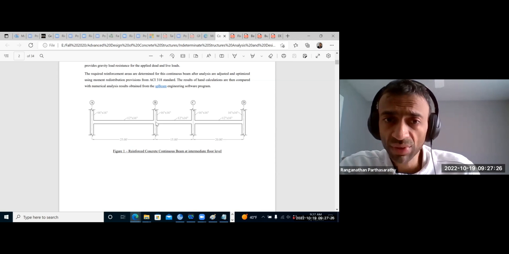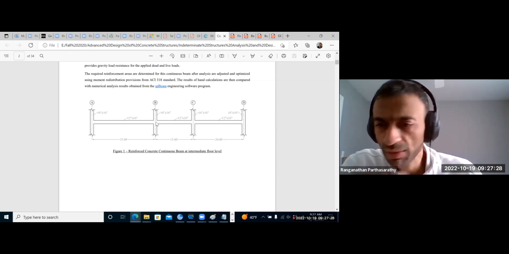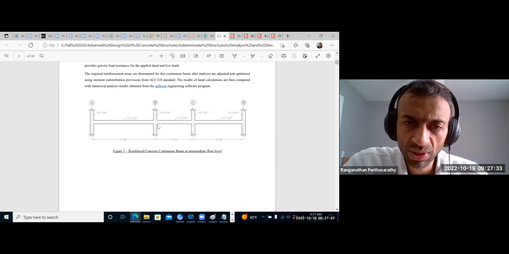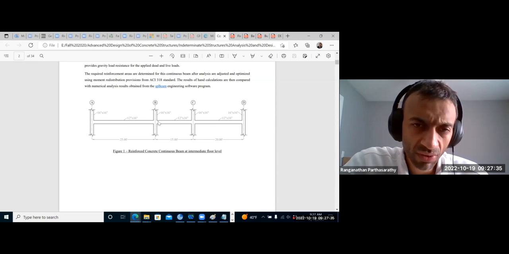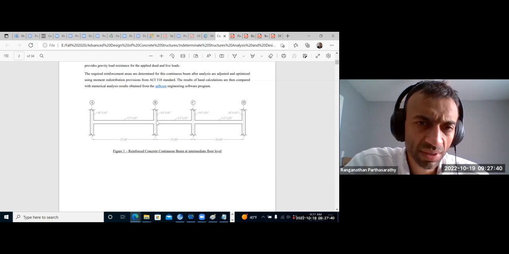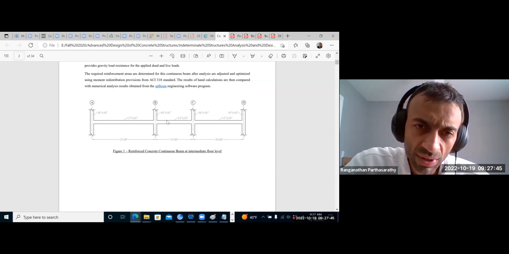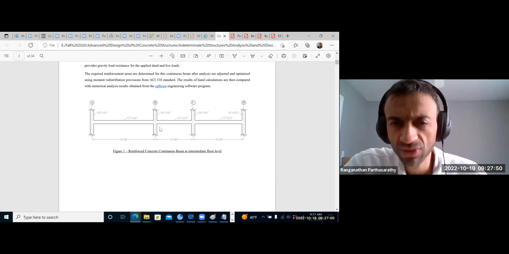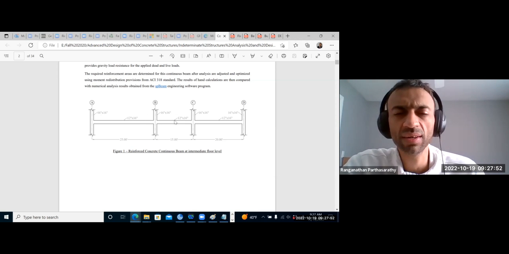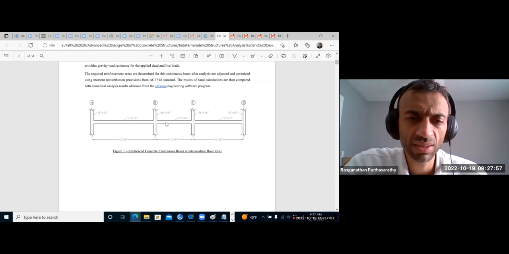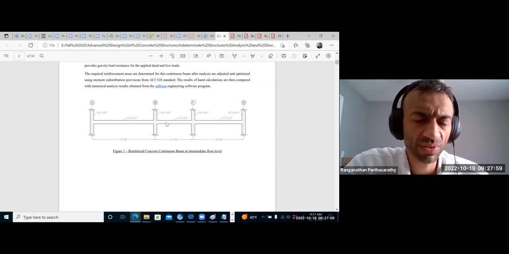When we did moment distribution for a continuous beam, we had beam, support, beam. But here we have column up and column down. So when we do the relative stiffness here, we will have the relative stiffness of this beam plus this column plus this beam plus this column. They all will add up to 1. So just this beam plus this beam will be less than 1. I hope you got what I was saying.